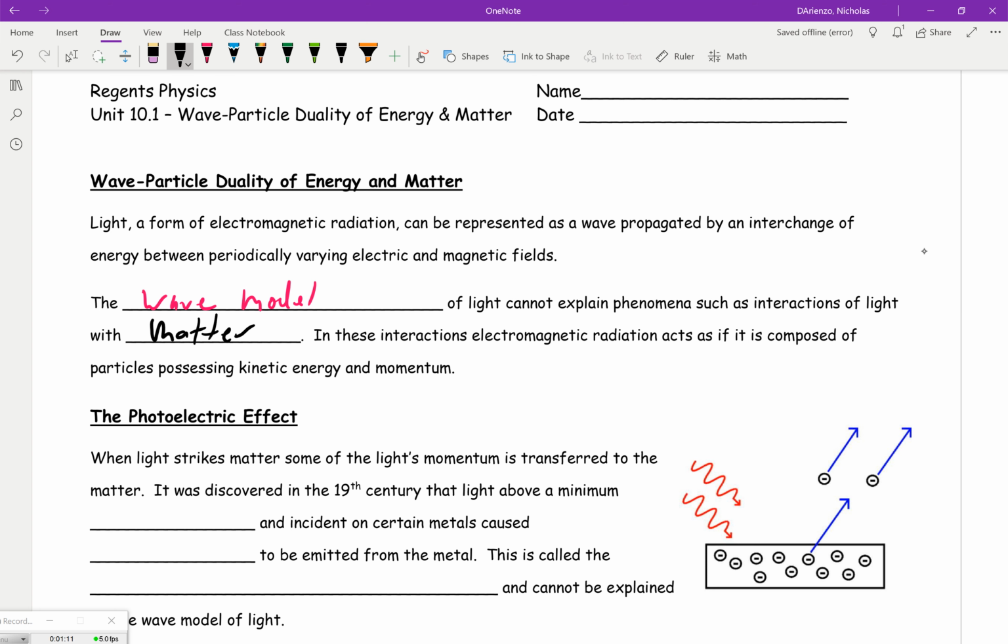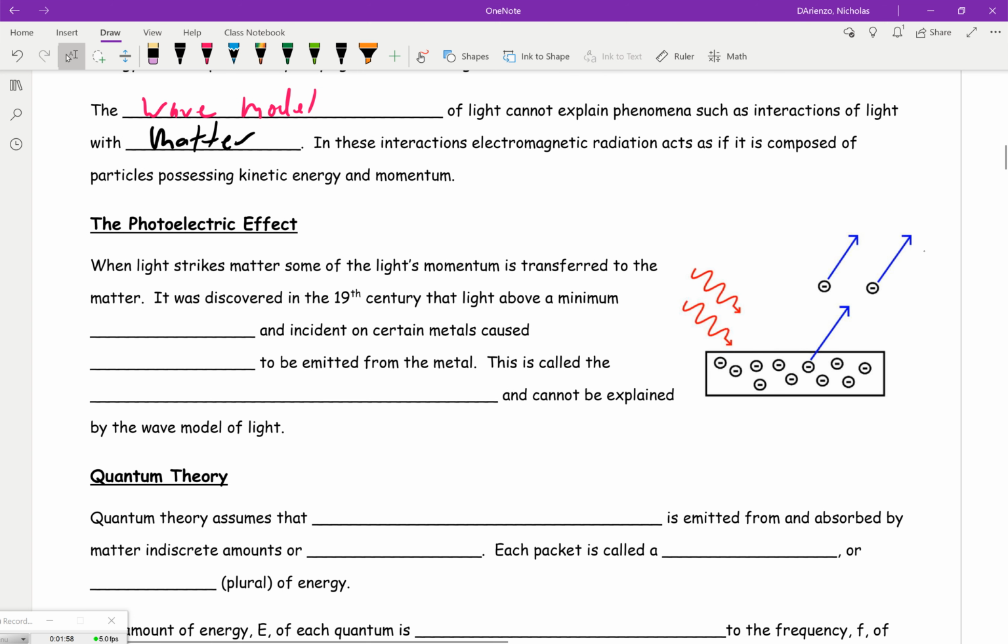If we're just dealing with electromagnetic radiation interacting with other types of electromagnetic radiation, we can treat light as a wave. But when light starts to interact with matter, looking at light as a wave doesn't quite explain all the behavior that we see. Now, in these other interactions, electromagnetic radiation acts as if it's composed of a particle as opposed to just energy, which the particle would then possess kinetic energy and momentum. And in certain instances, it works to explain light in this way, as a particle.